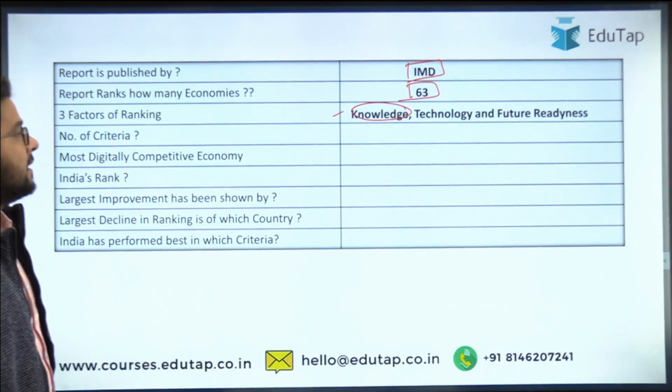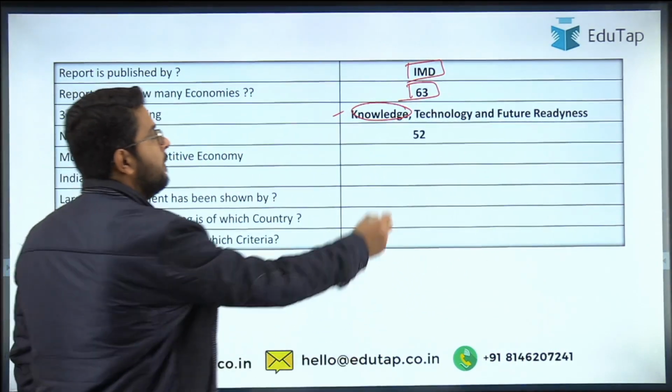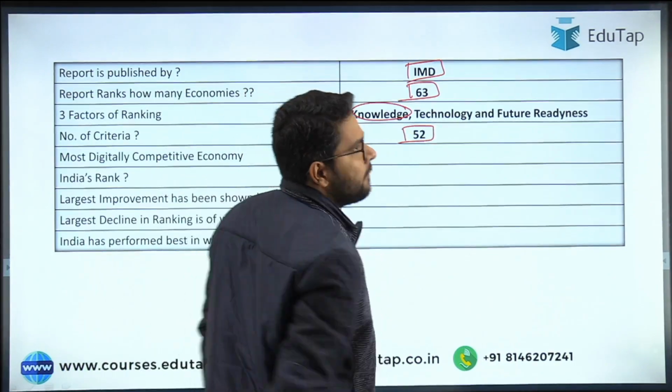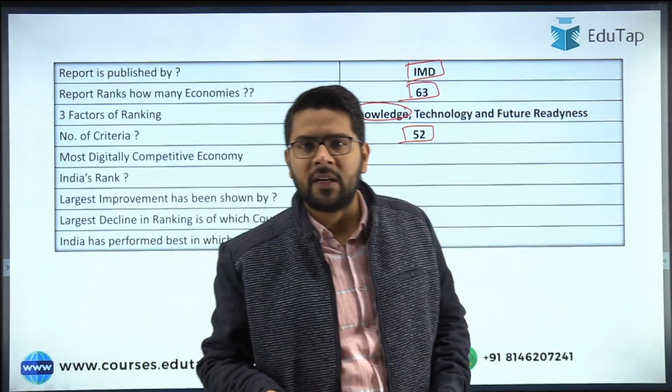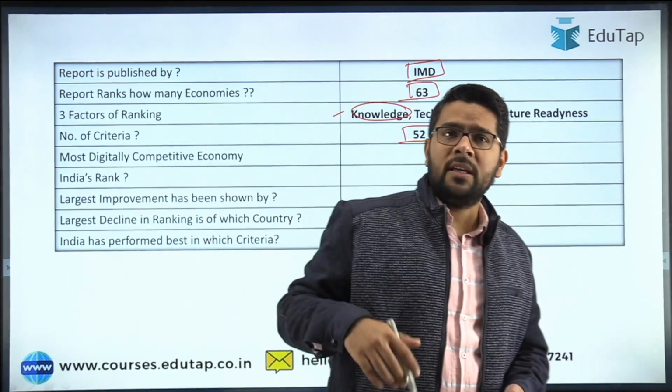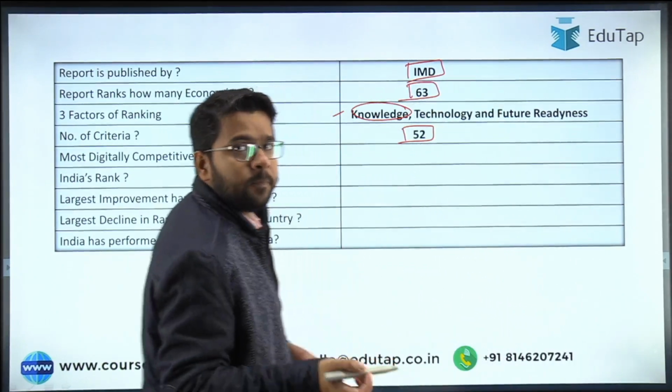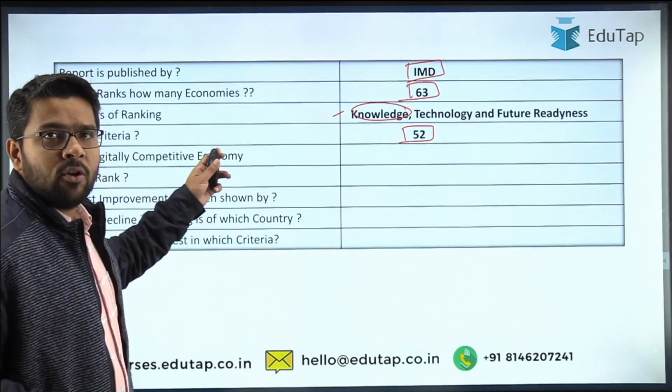Now the number of criteria. There are 52 criteria, and if the examiner wants to check your knowledge in phase 2 further regarding this news, they can ask about the number of criteria, the number of factors, or the number of sub factors. But in the rare scenario they will do that.